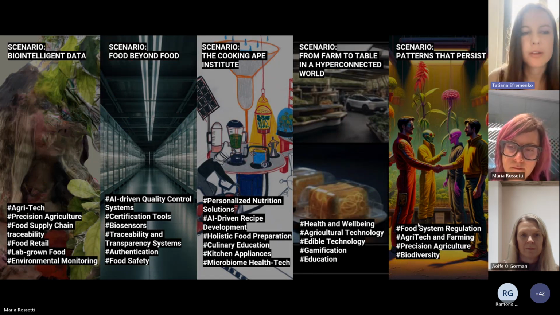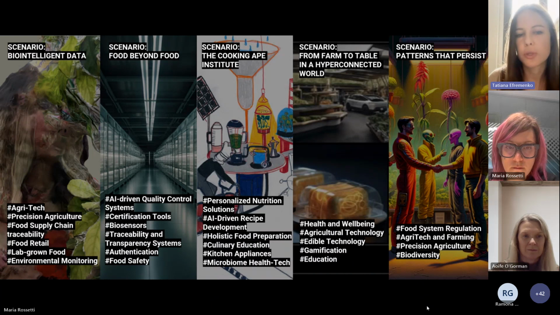As well as other scenarios that explore personalized approaches to nutrition and AI-driven recipe development, food system regulations for biodiversity, and also using gamification and education to innovate in the food industry. So as you can see, they're really, really diverse. And later we will provide the link on the STARTS website where you can explore them more in detail. Next slide, please.